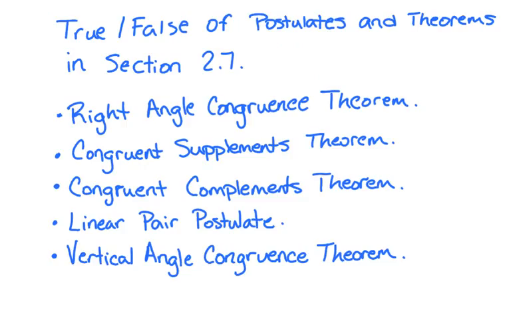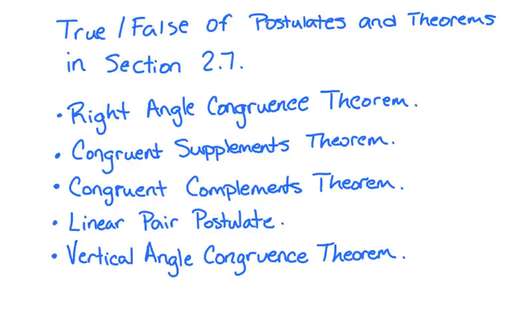Okay, you're also going to have a true-false section over postulates and theorems from section 2.7. And what they're going to be about, it's just going to be a statement about each of these theorems or postulates, and you're going to have to tell me whether you can determine if it's true or false. So know that the right angle congruence theorem states all right angles are congruent.